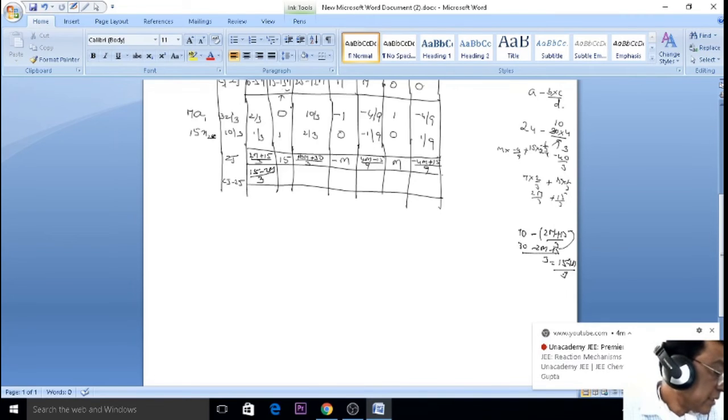Cj means, what are the Cj here? 15 minus 15, 0. Like this. This is a 20. 20 minus 10m plus 30 by 3. Simplify it. You will get 30 minus 10m by 3.